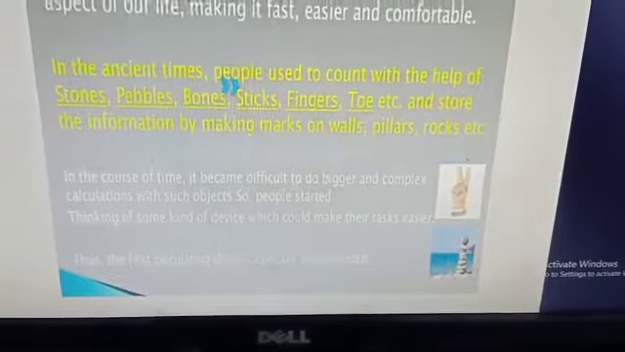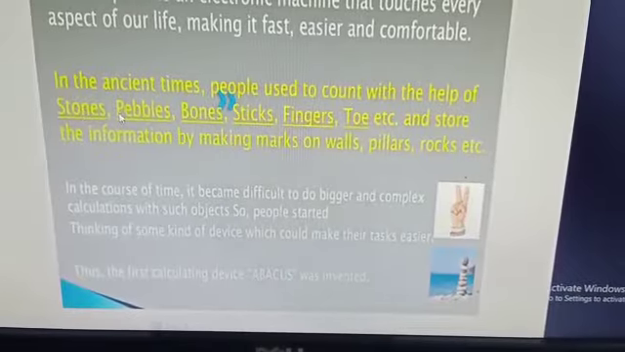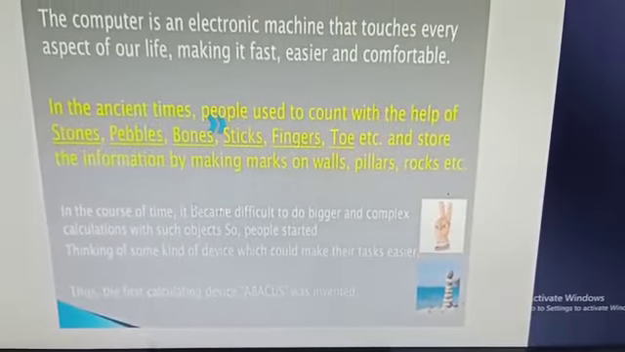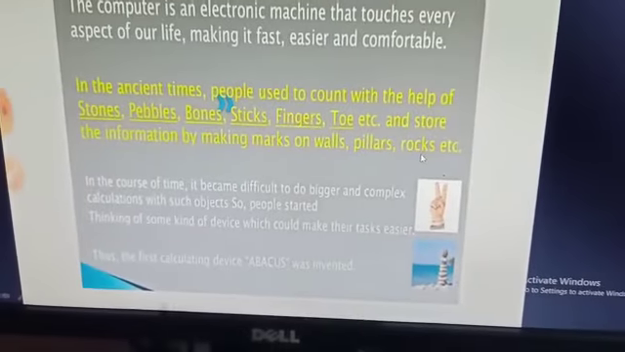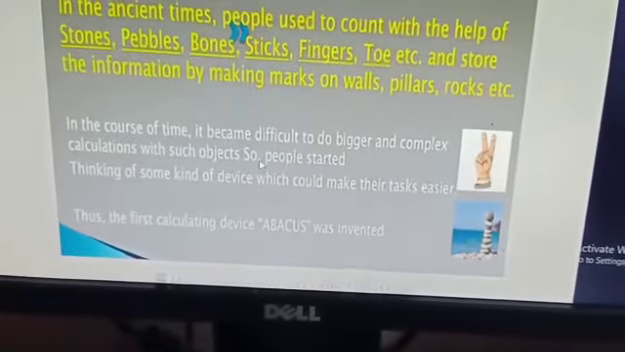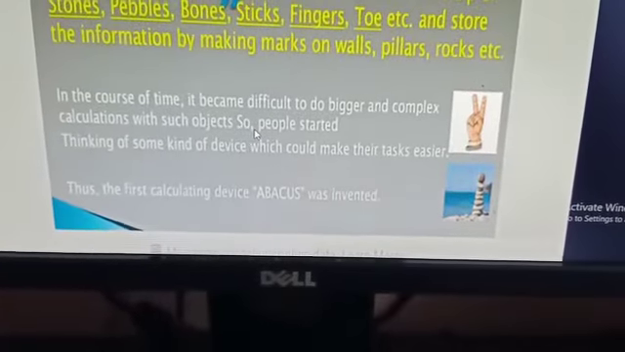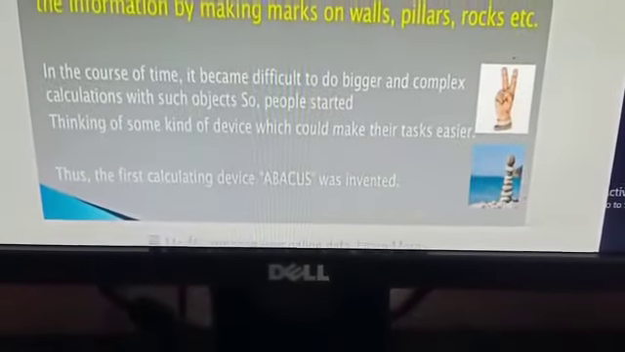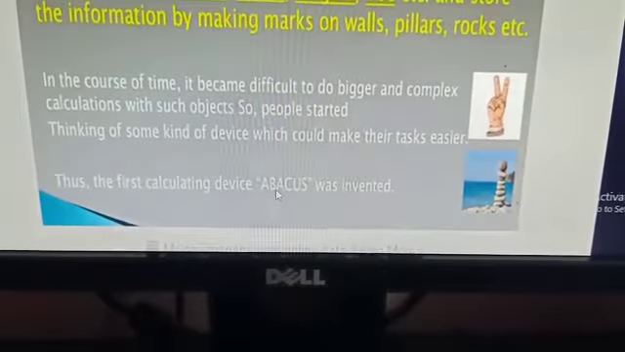As I mentioned, in ancient times, people used what all things? They used stones, pebbles, bones, sticks, fingers, toes, etc. and stored the information by making marks on walls, pillars, rocks, etc. But in the course of time, it became difficult to do bigger and complex calculations. So they tried to invent new devices. Thus the first calculating device named abacus was invented.